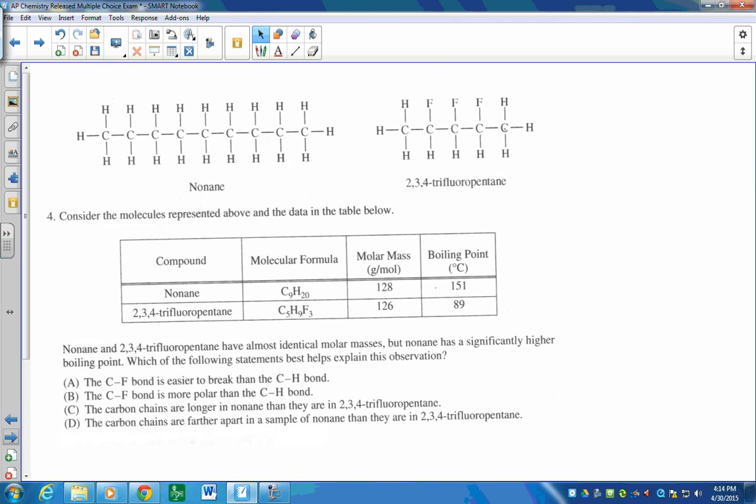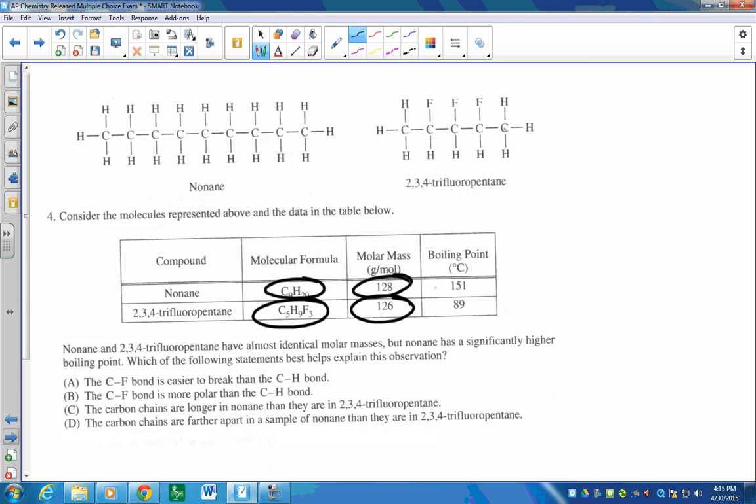This one is really confusing for me because I just had no idea where this problem was going. So it says, consider the molecules represented above, and then they go on to tell you that nonane has this formula and trifluoropentane has this formula. And look at this. They have very similar molar masses. However, nonane has a much higher boiling point, which means it has greater intermolecular forces.